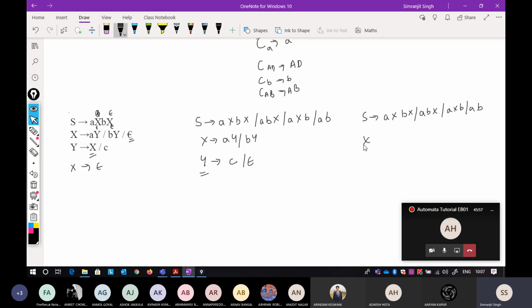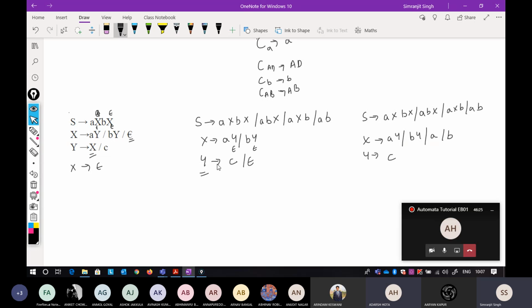Okay, so in this particular X, there is a Y here. So just write the Y as it is. Now put epsilon one by one. Put epsilon here, so it will become a. Now put epsilon here, it will become ab. So these two productions are included in that, and in Y, I don't think there is any Y here, so you can directly write a c here, and epsilon production is already eliminated.